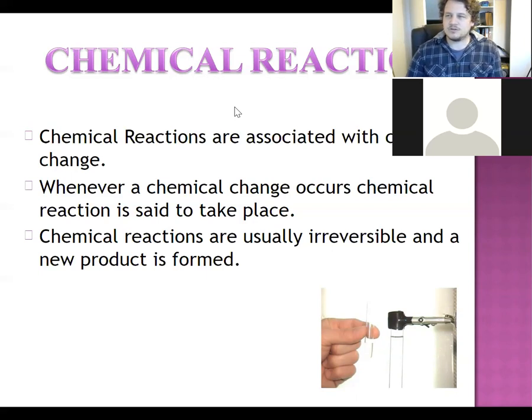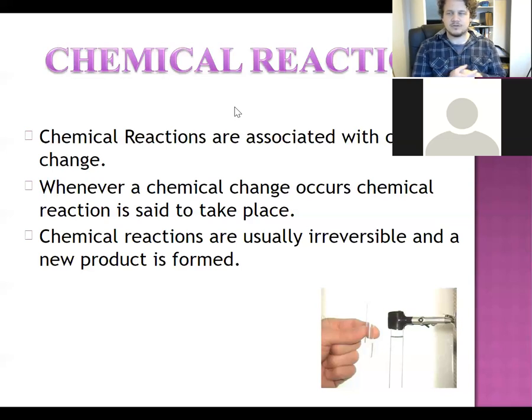What I want you to do is spend 30 seconds thinking of a few chemical reactions that you can think of and writing them down. The thing with a chemical reaction is it can't be reversed. Generally, it can't be reversed. And something new is formed when two things come together.